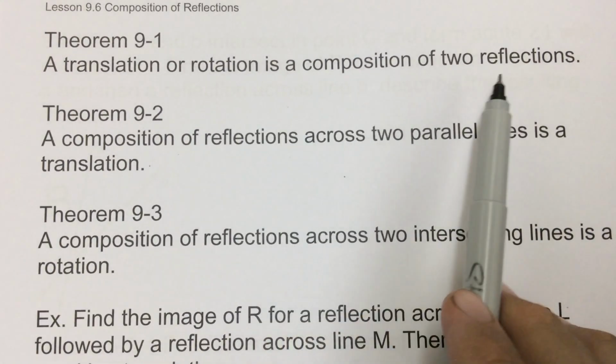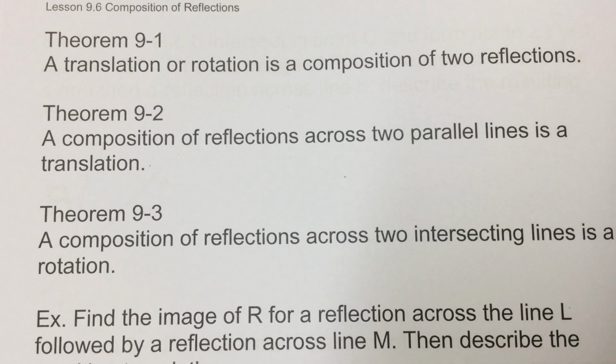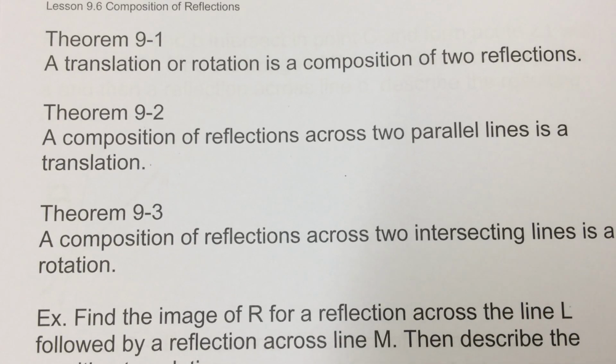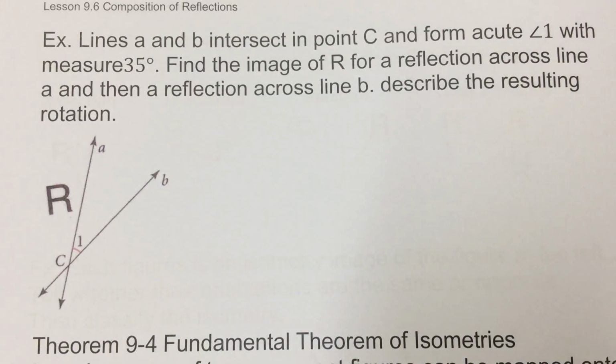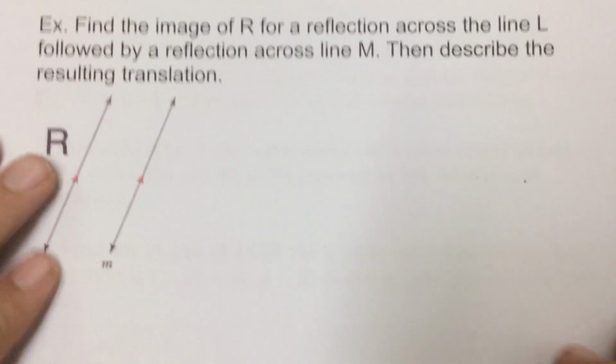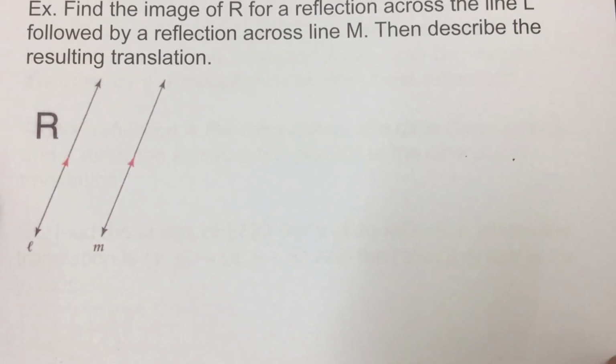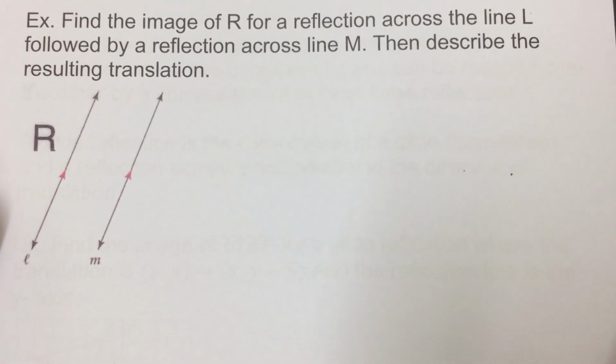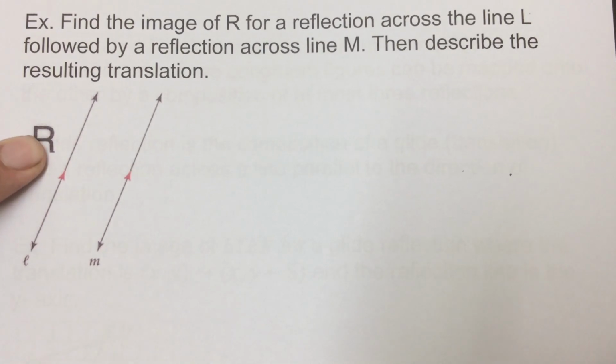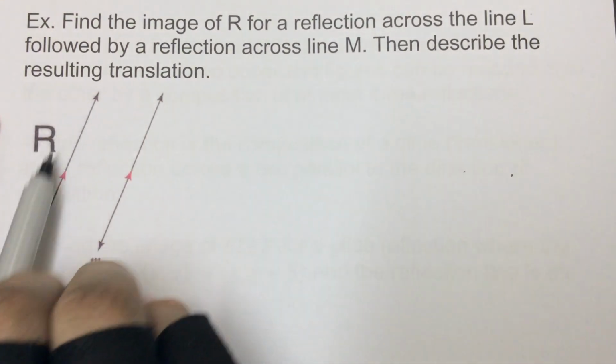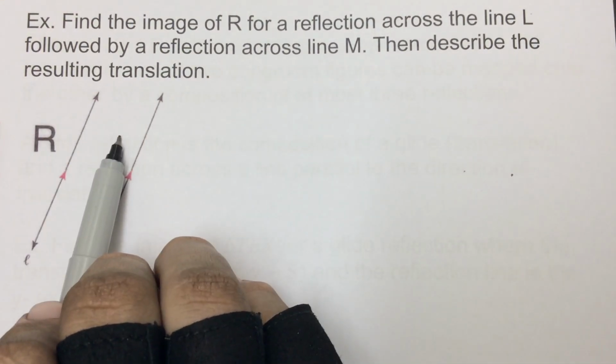So 9.1 just states it in general, and then these two are getting more specific here, where 9.3 states a composition of reflections across two intersecting lines would be a rotation. So that's what we're going to do on the next one. And again, I'll show you what I'm talking about with that. So if we find the image R for a reflection across line L, followed by a reflection across line M, then describe the resulting translation. So if we reflected about it, we're a little bit angled, so it's not just going to be a straight across flip. It's going to be a little bit here to the side.